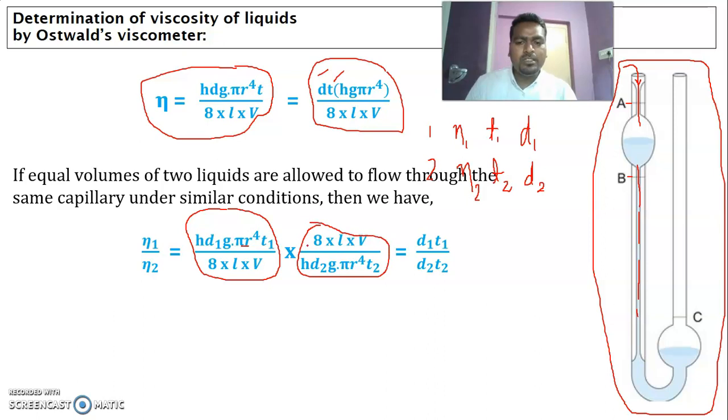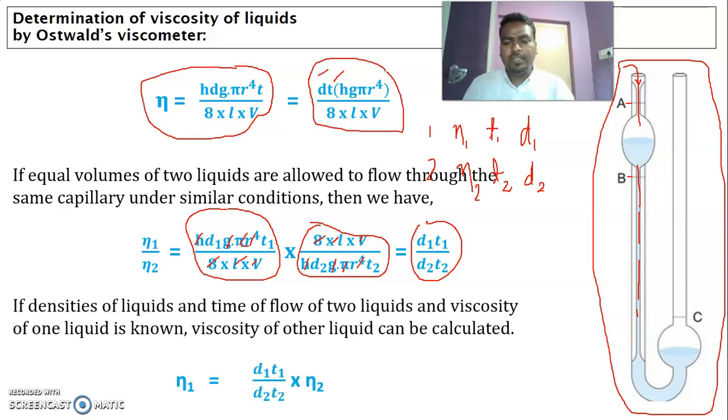Now in this equation, if you cancel the common terms, 8 gets cancelled, length gets cancelled, V gets cancelled, and H g pi r to the power of 4 are all cancelled. Finally we are left with D1 T1 divided by D2 T2. So the new equation is N1 is equal to D1 T1 divided by D2 T2 into N2.